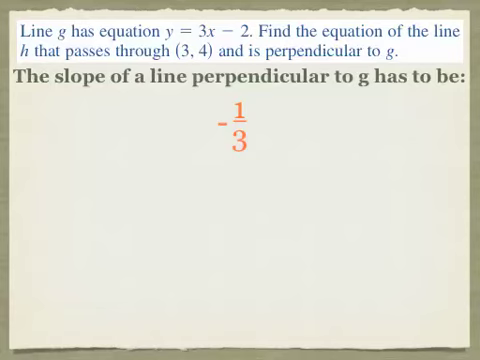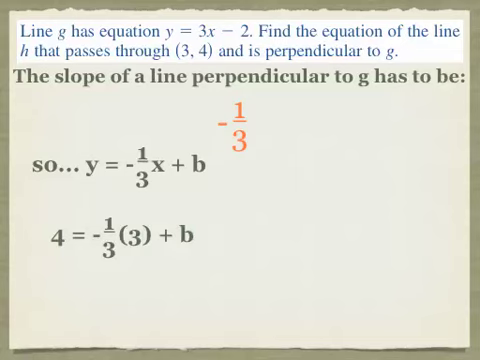Now, we're given a point that this line passes through. We can use this point to find our y-intercept, or b, by plugging it in for y and x. We know that the slope has to be -1/3, so we can say that y equals -1/3x plus b. I need to find b though, so I'm going to plug in 3 for x and 4 for y, which is from the point that they give me, that the line passes through.